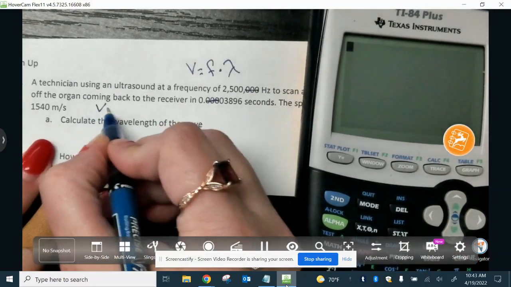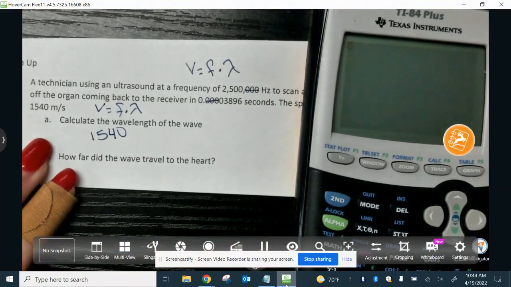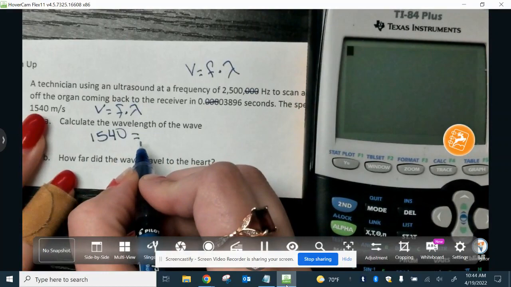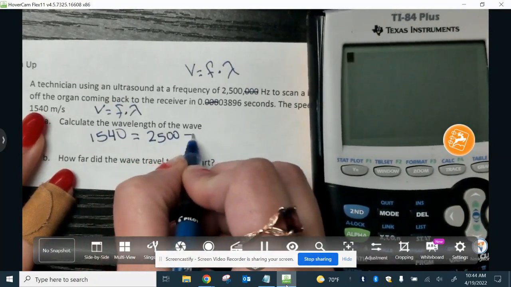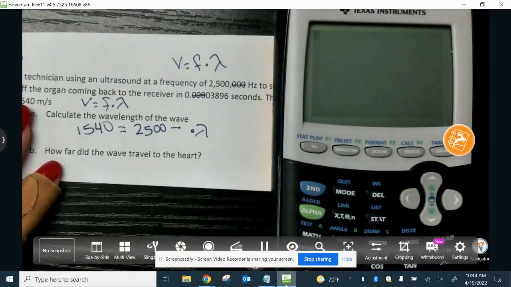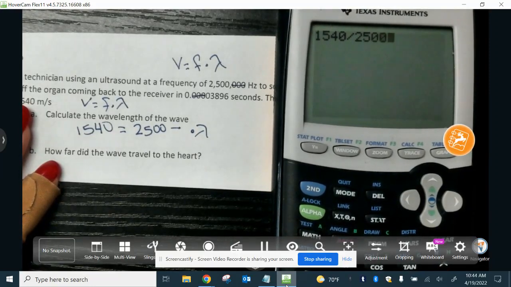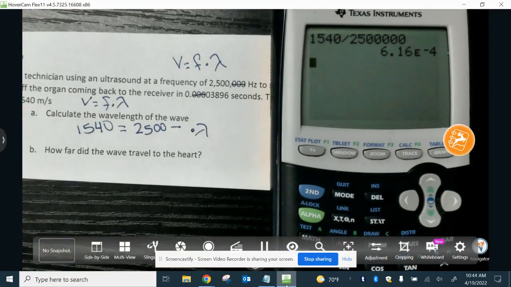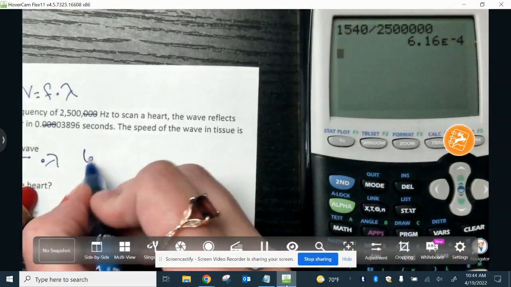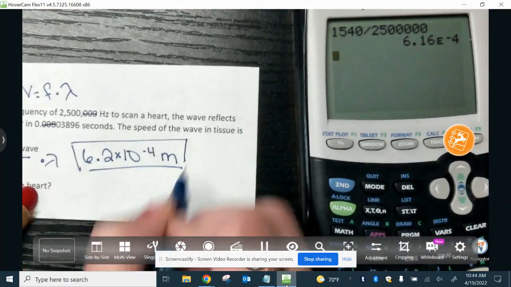So I'm going to do velocity equals frequency times wavelength. 1,540 is my velocity. My frequency is 2500 plus 3 zeros times my lambda. So I'm going to take 1540 divided by 2500. See, notice I did put in all the zeros. And it gives me a wavelength of 6.2 times 10 to the negative fourth meters. Wavelength is in meters.